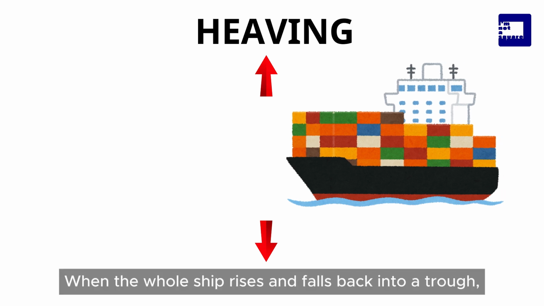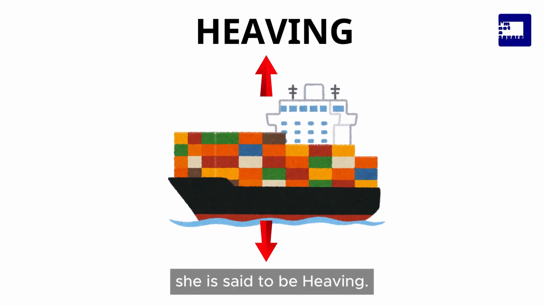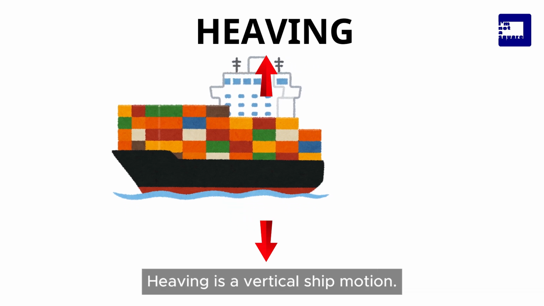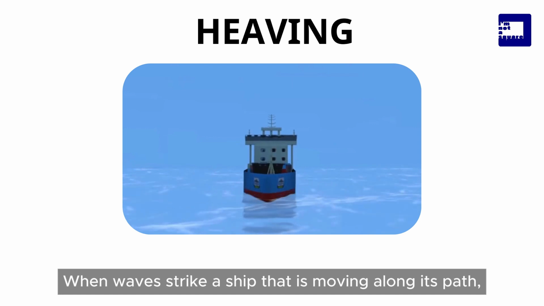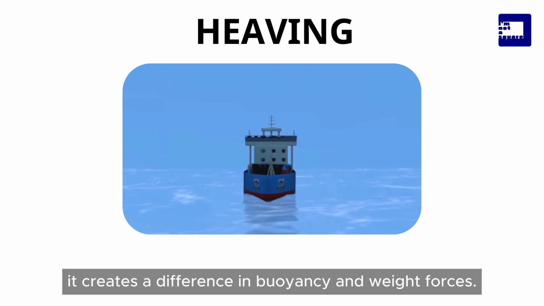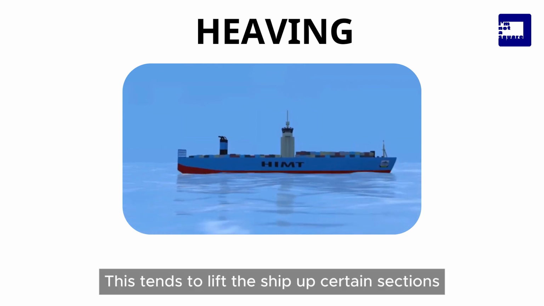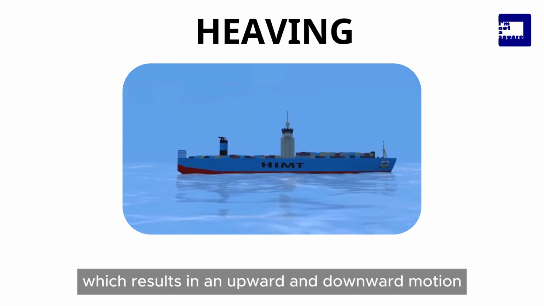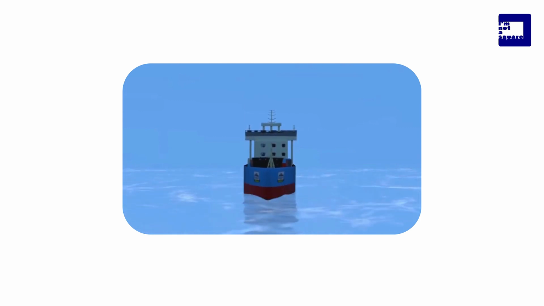Heaving. When the whole ship rises and falls back into a trough, she is said to be heaving. Heaving is a vertical ship motion. When waves strike a ship that is moving along its path, it creates a difference in buoyancy and weight forces. This tends to lift the ship up in certain sections, which results in an upward and downward motion called heaving.